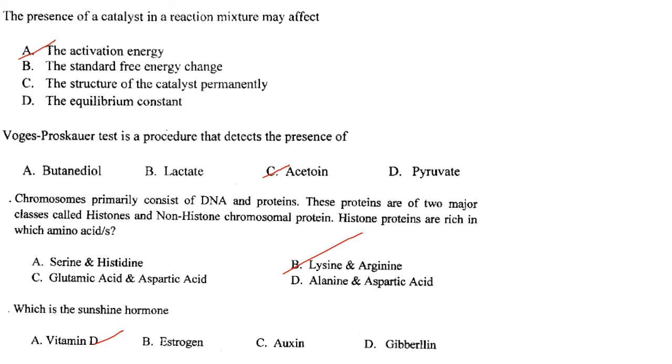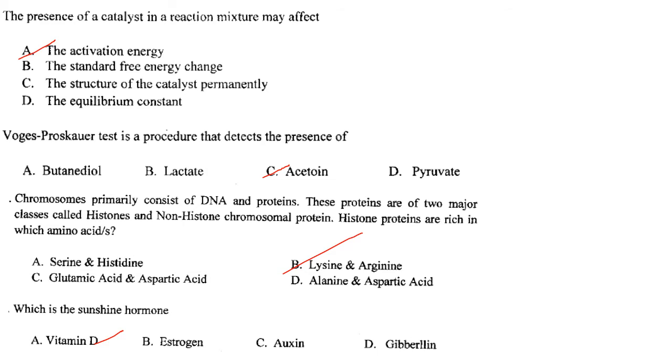Then the presence of catalyst in a reaction mixture can affect the activation energy. It lowers the activation energy. Then Voges-Proskauer test is a procedure that detects the presence of acetoin. Answer is option C. Chromosomes primarily consist of DNA and proteins.